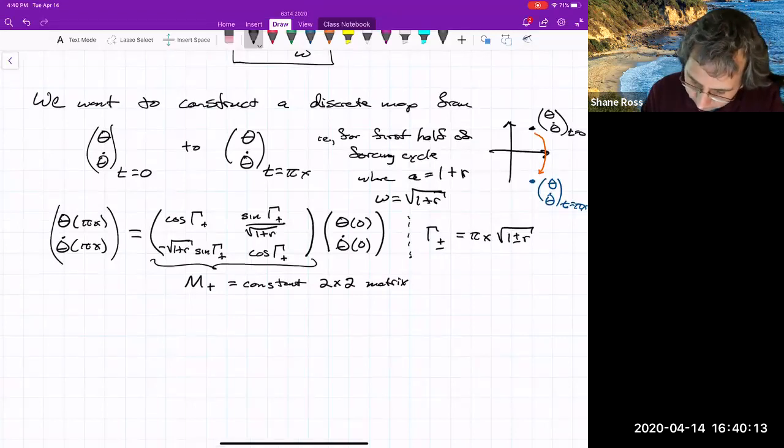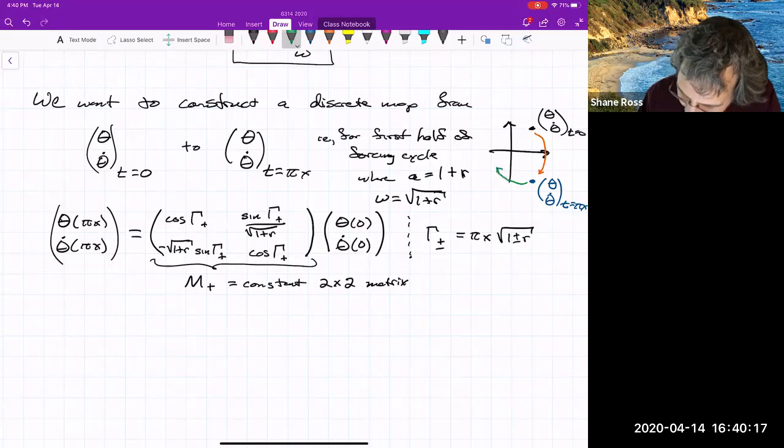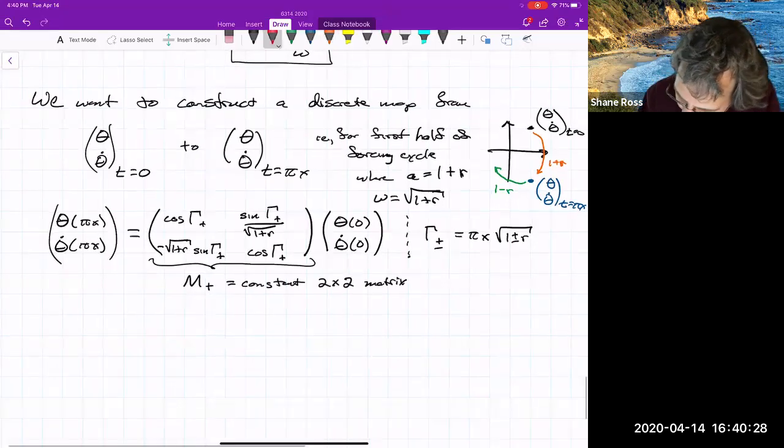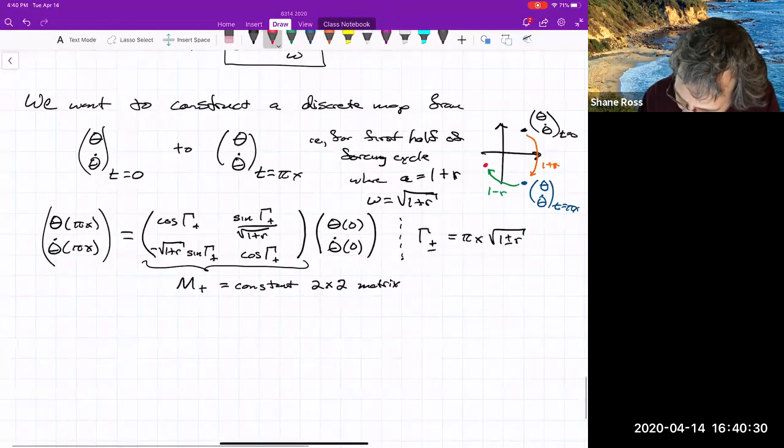Okay, now for the other half of the cycle, the thing that takes this from here to here, for that part, we've got 1 minus r. For this other part, I'll do it in orange. Sorry, yeah, this first part was 1 plus r. And we'll end up at a new location. We'll draw that in red. So that's theta dot at t equals 2 pi x.